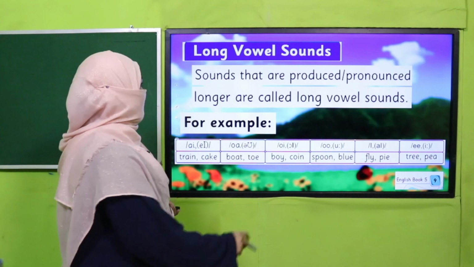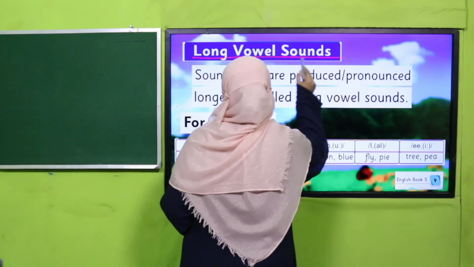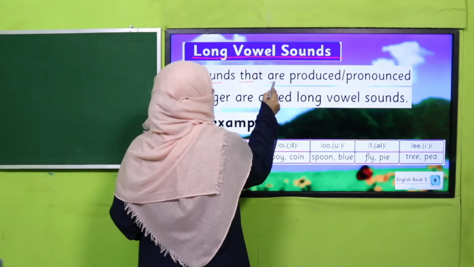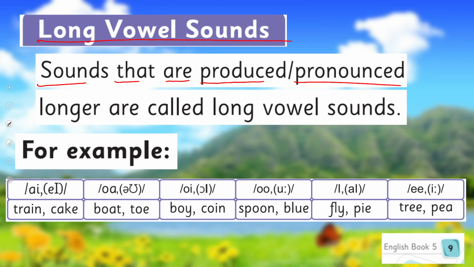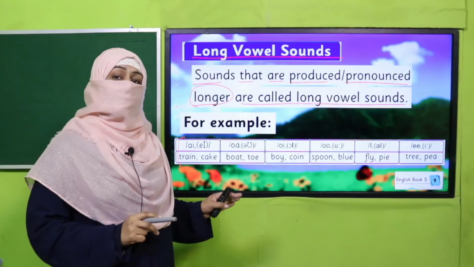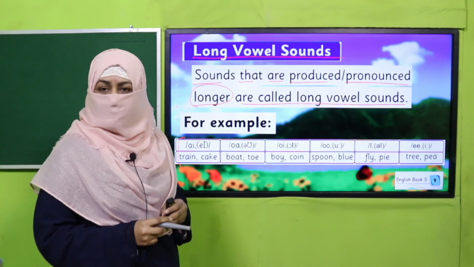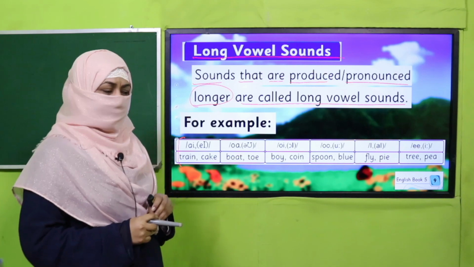Okay, the second long vowel sounds. Sounds that are produced or pronounced longer are called long vowel sounds. And here are the examples. So once again, be careful, find the rule and pronounce the words correctly. Okay?